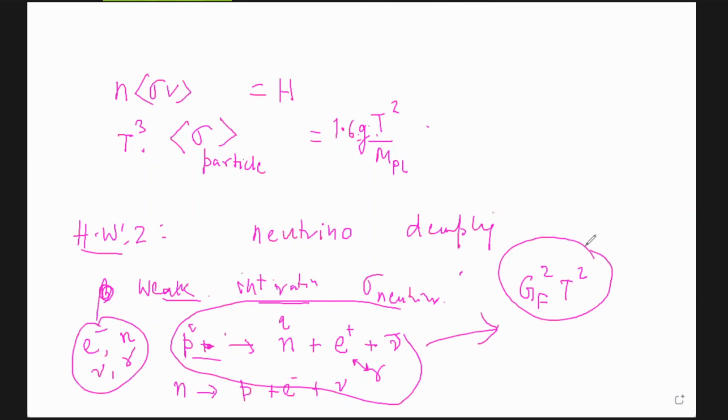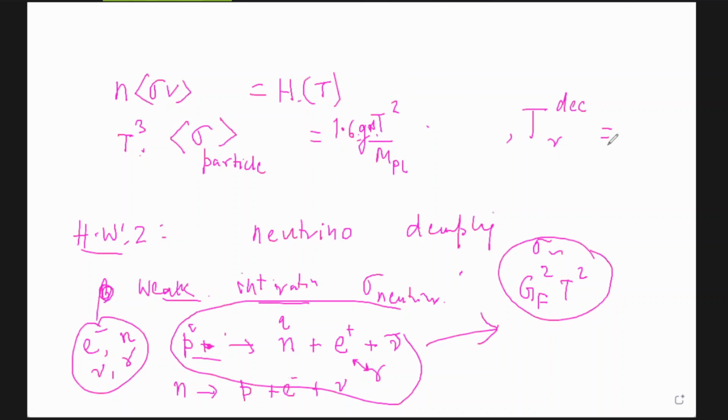So if you put it back here, then it will be GF squared T to the power 5 equal to 1.6 times g star times T square by M Planck. And if you equate it, you will find the T decoupling of neutrino, by solving this equation. Because now you have all the ingredients. I have given you how sigma goes, you know N goes as T cube, and now you know how H goes as a function of temperature.